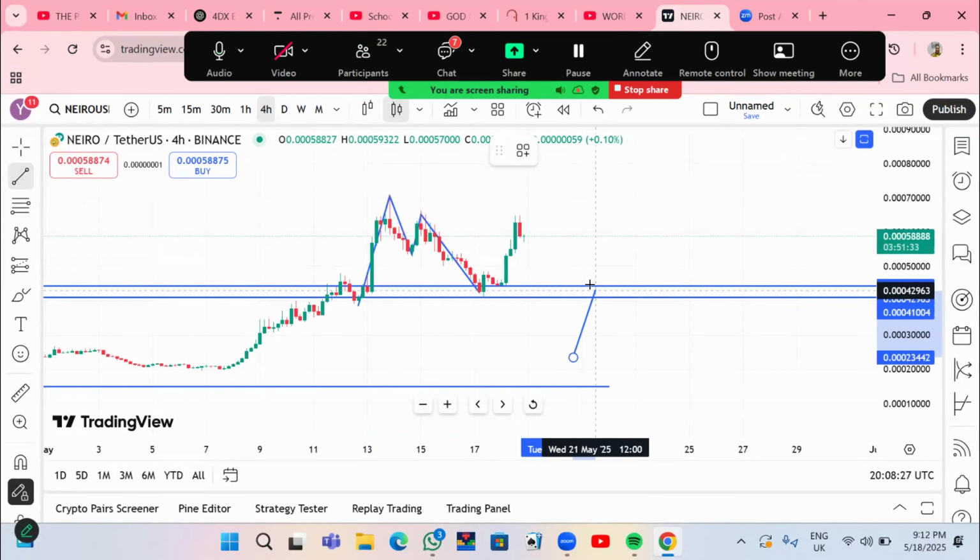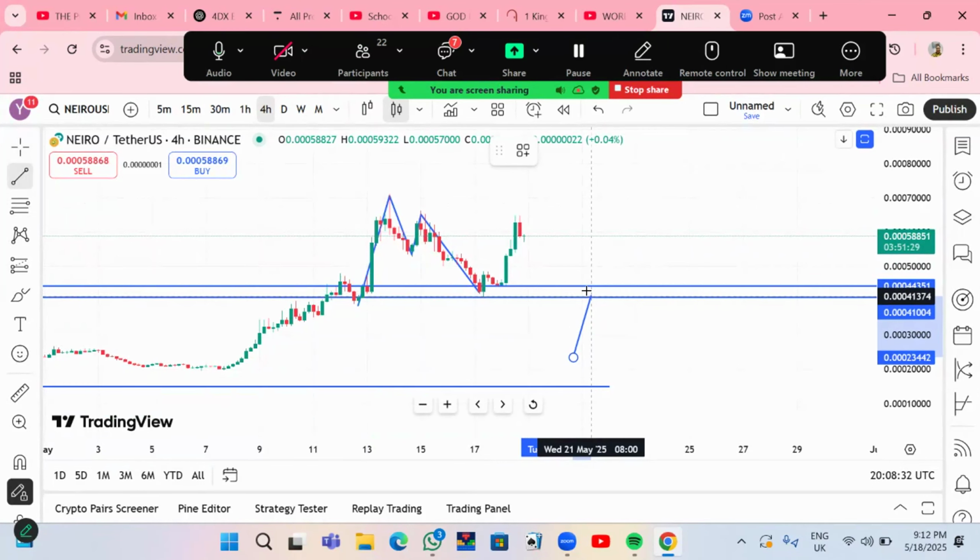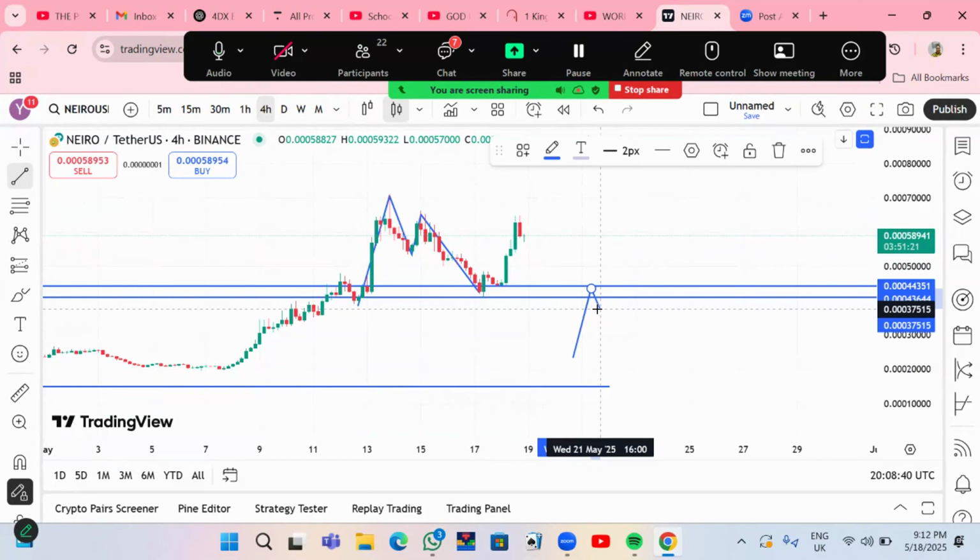These two lines, between this lower line and the upper line, is our resistance. So let's assume price got here, came down like this, then got here again before it starts coming down. This is the 1, 2, 3 reversal pattern. That's why price will come down.